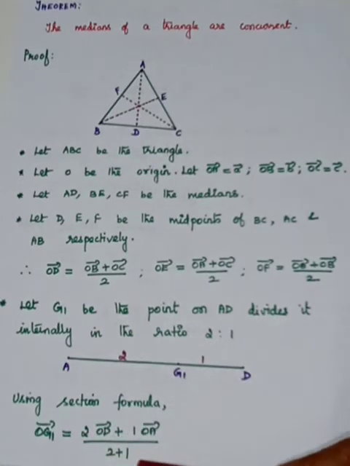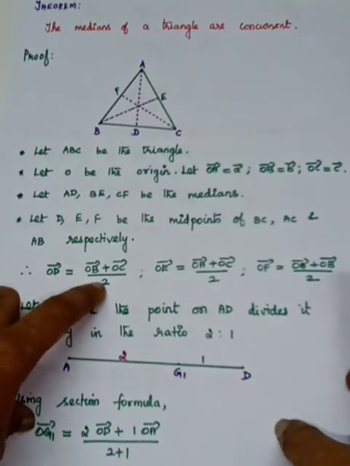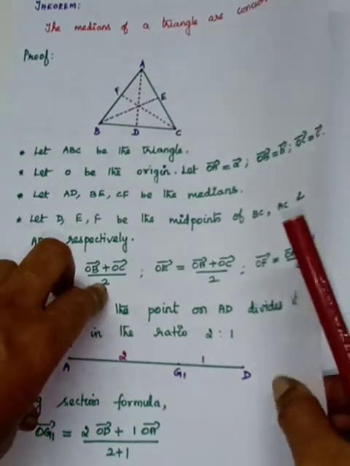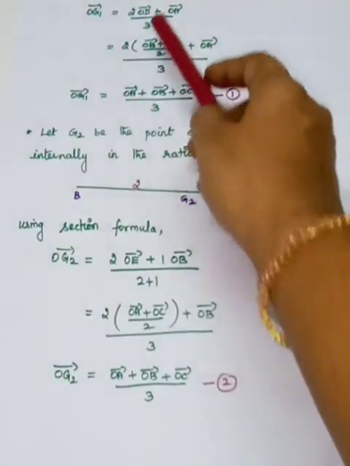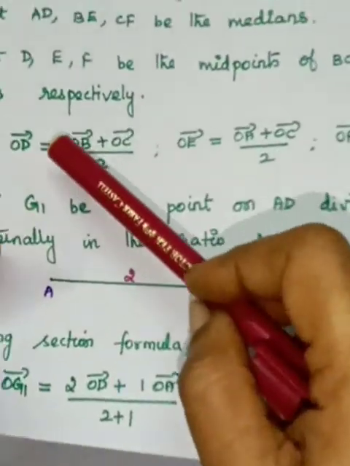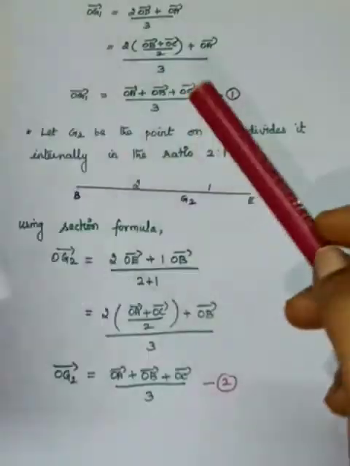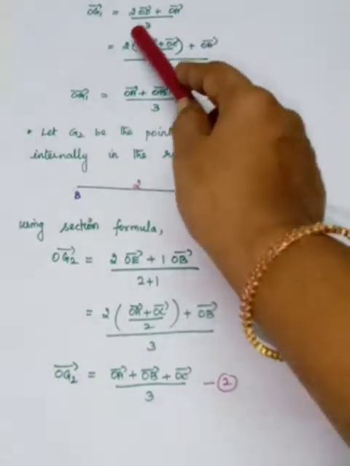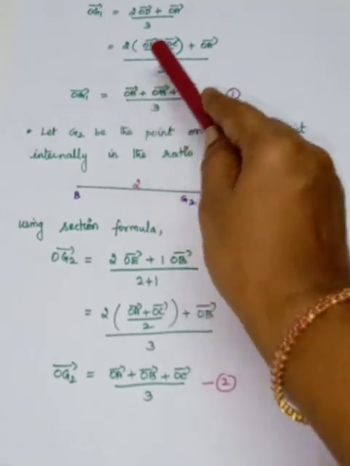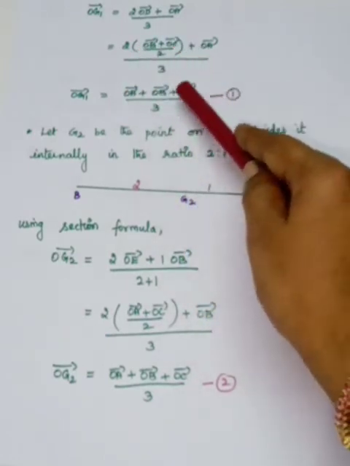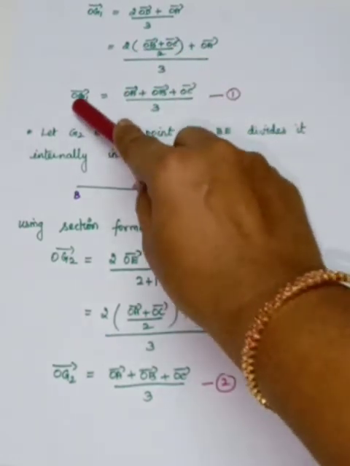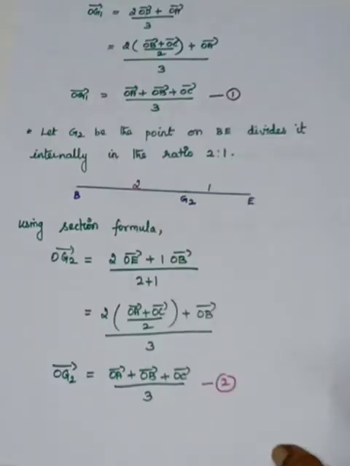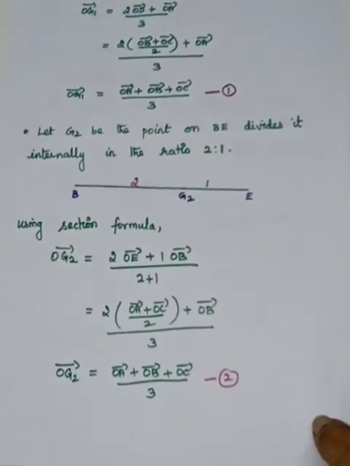by 2 plus 1. Here OD vector we have already found. So you have to substitute the OD vector. So what is our OD vector? OB vector plus OC vector by 2. So when you substitute, this 2 and this 2 get cancelled. So the numerator is OA vector plus OB vector plus OC vector by 3. So the OG1 vector is OA vector plus OB vector plus OC vector by 3.